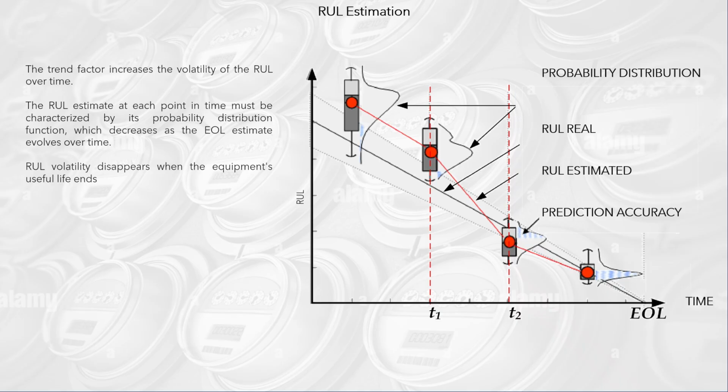The RUL estimate at each point in time must be characterized by its probability distribution function, which narrows as the EOL estimate evolves over time. RUL volatility disappears when the equipment's useful life ends.